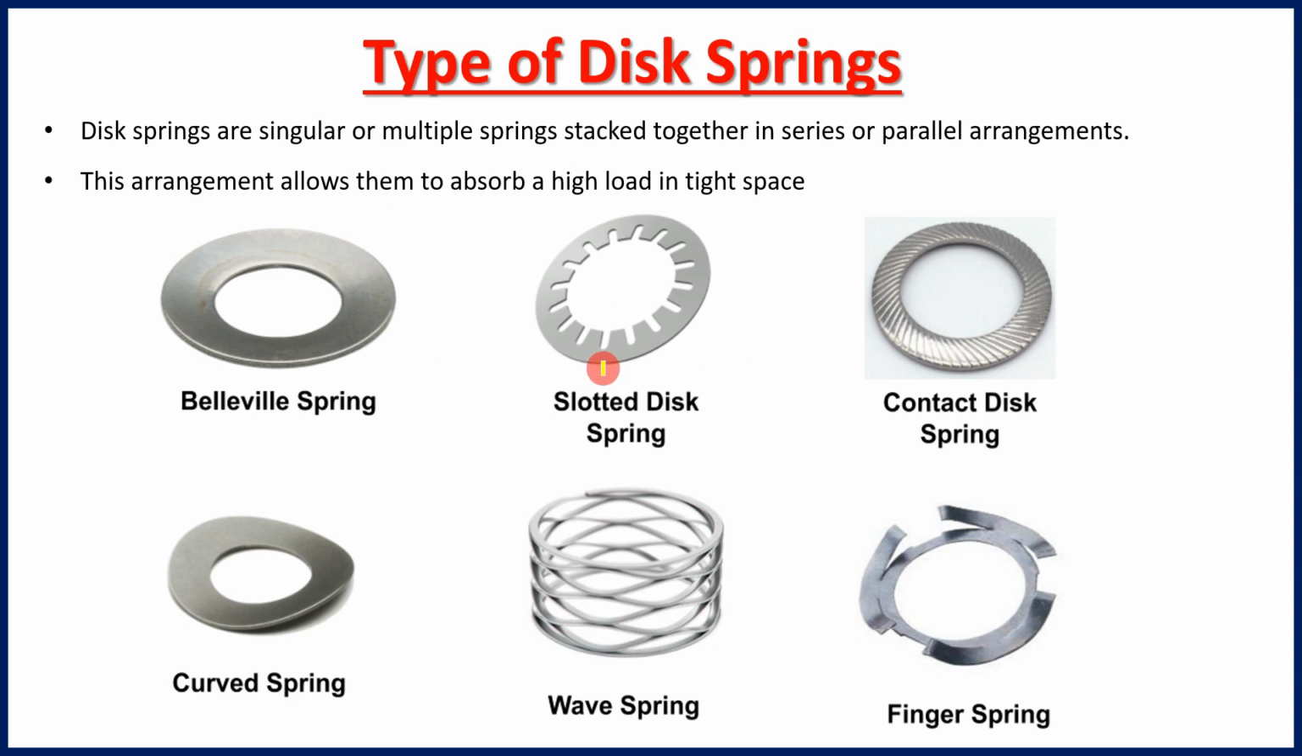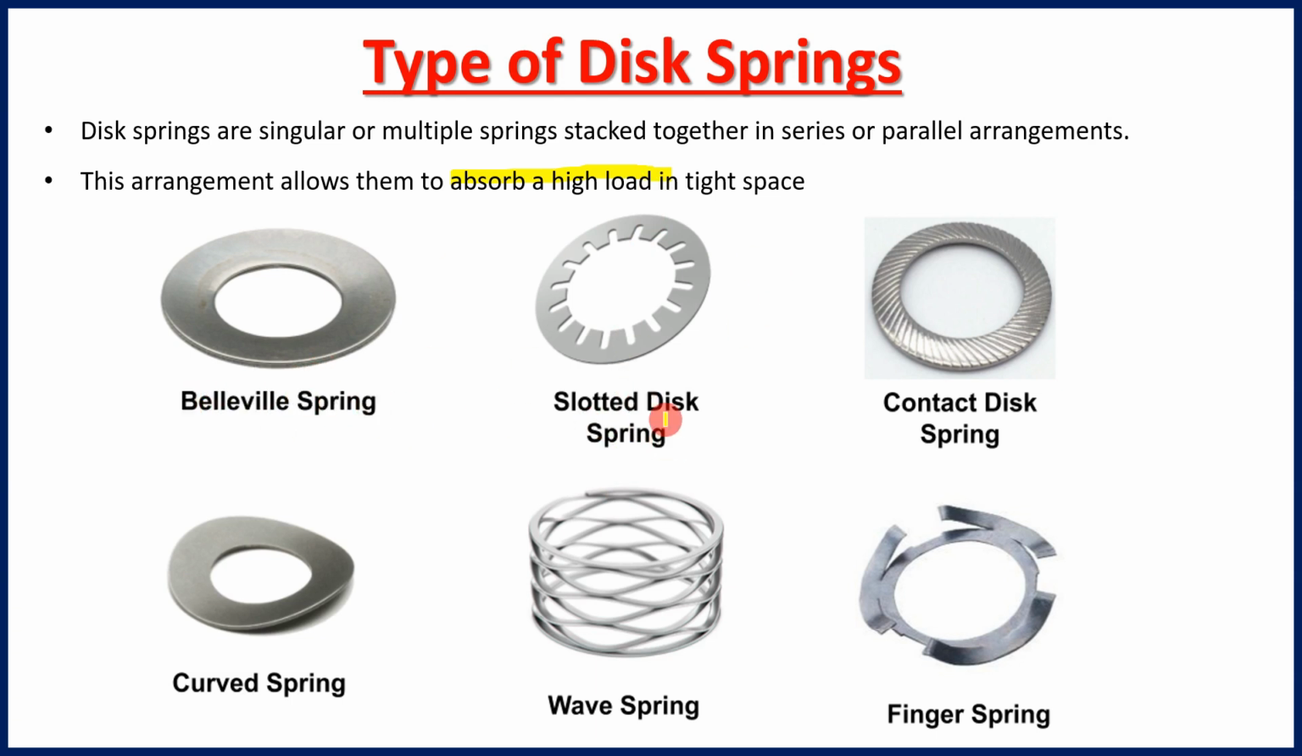The next one is the disc spring. Here we can see the different types of disc springs. We use the disc spring to absorb high load in a tight space. Suppose we have minimum space, at that time we can think of the disc spring, because it consumes very little space because of its shape, and yet while consuming less space, it absorbs the high load.